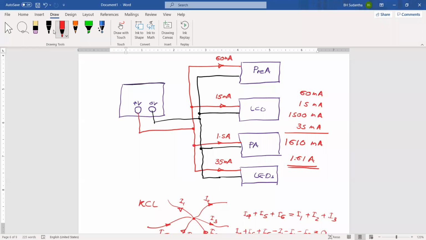Okay, sorry. This is not 1500, this is 1200. Then its total figure should be changed. It's 1310.